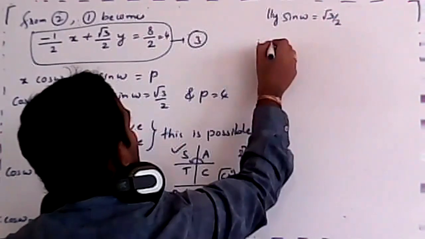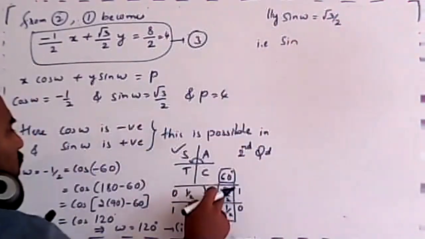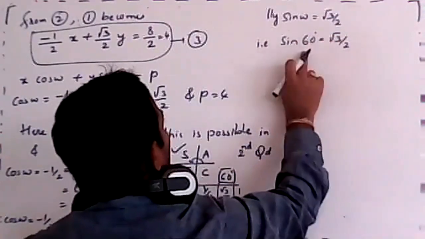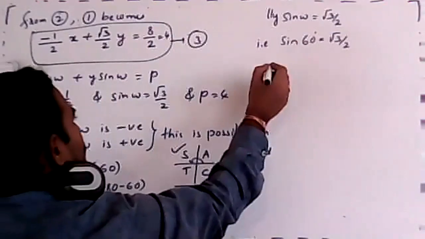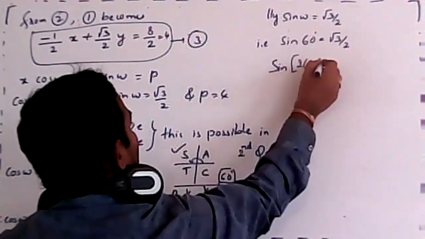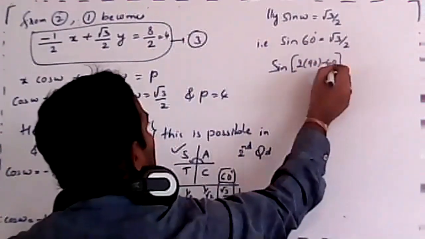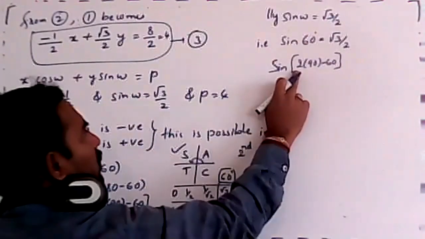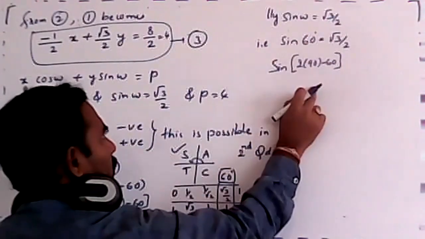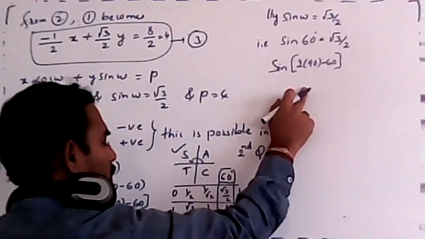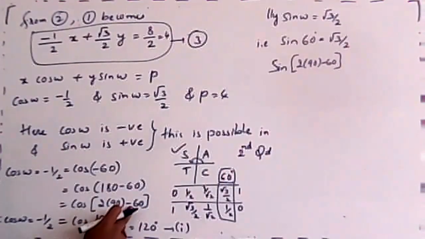That is, you write sine how much degree? 60 degree, root 3 by 2. I can rewrite this in another way. That is sine 2 times of 90 minus 60. I can write this another way. So 2 times means again sine only comes. The same, sine 180 minus theta is equal to sine theta only. Here also, cos 180 minus theta is equal to cos theta only. Right?